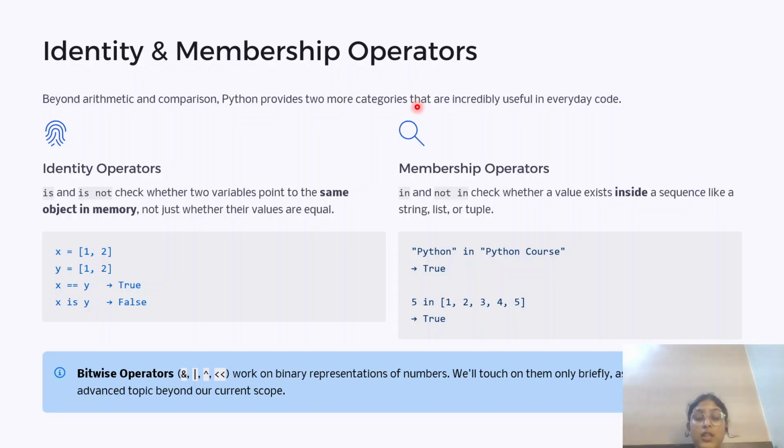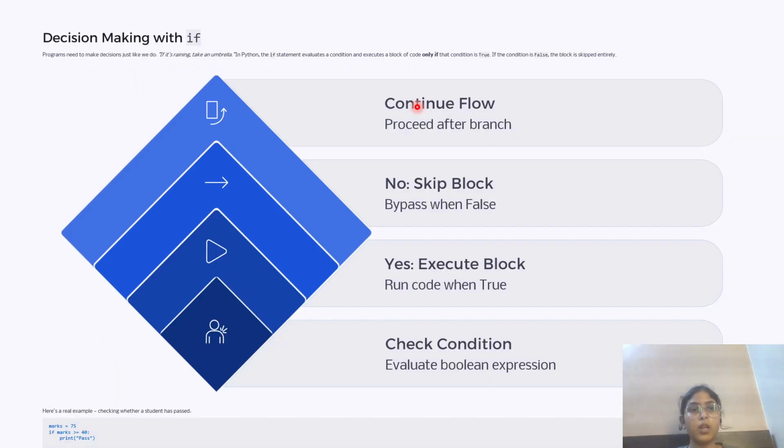Since I already told you, bitwise operators work on binary representation. We will touch them only briefly as we move forward, not right now. Now I'll give you the basic knowledge about decision making with if.